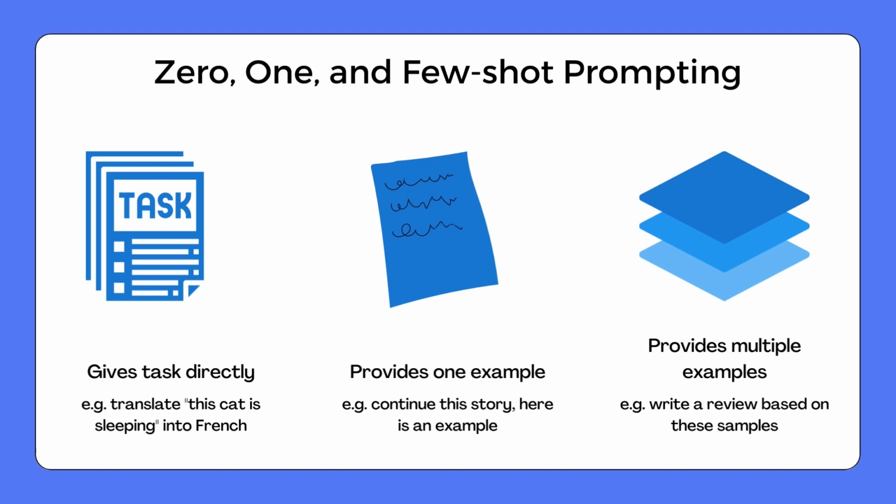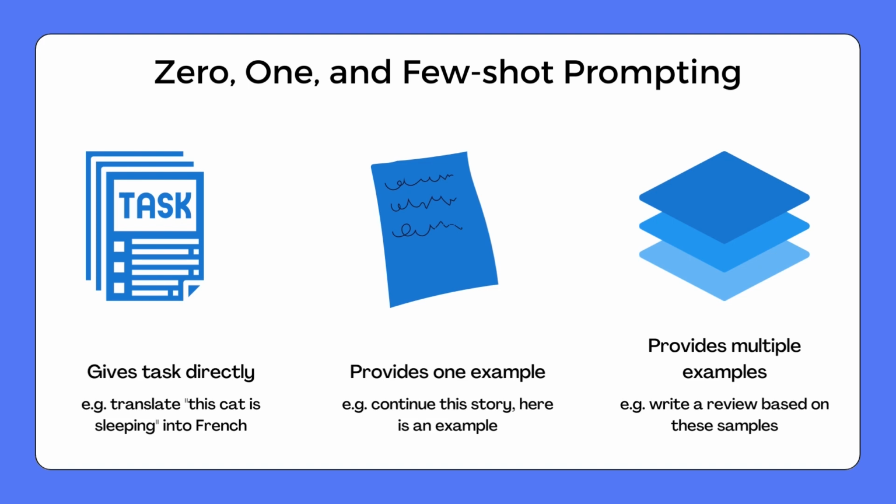One shot prompting provides a single example for guidance. For example, continue the following story. Once upon a time, in a land far away, there was a brave knight. And then we provide an example of a story continuation. The model then tries to continue the story following the style of the example we provided.